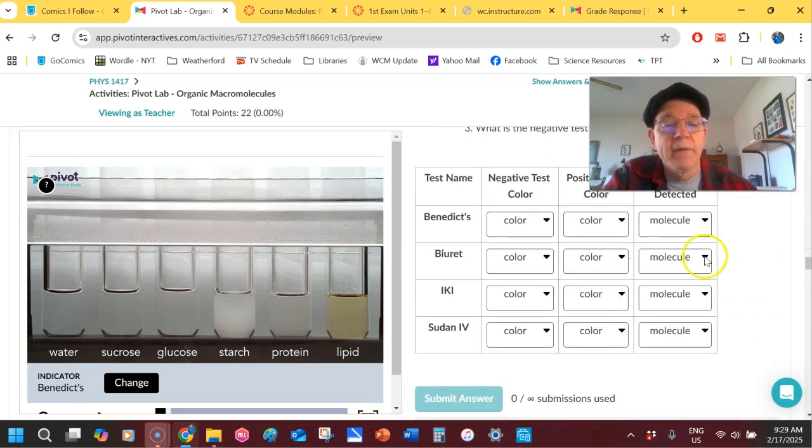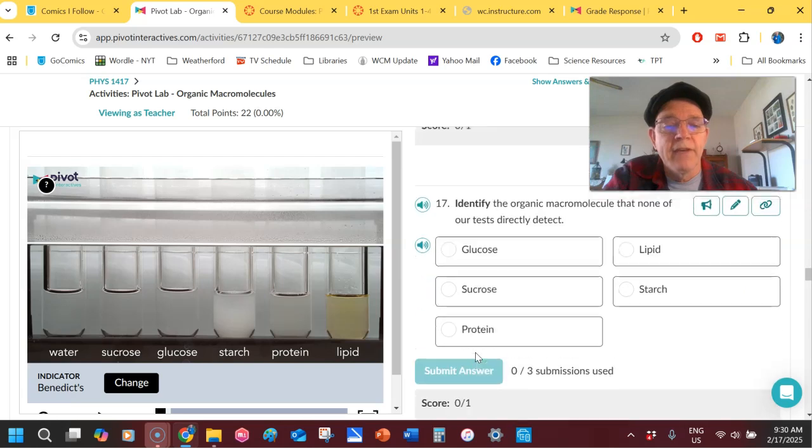Then you're going to summarize your information here, what a positive or negative test would look like, and what kind of molecule we are detecting based on which one of these have changed colors that had a positive test.